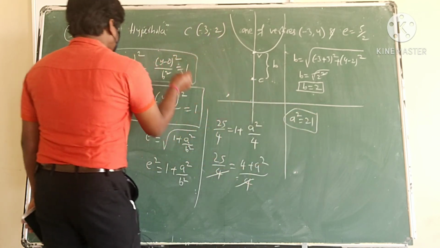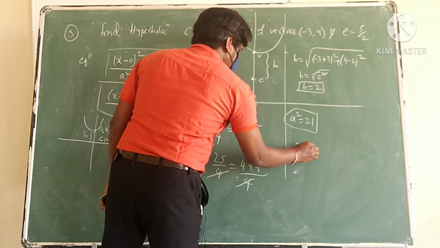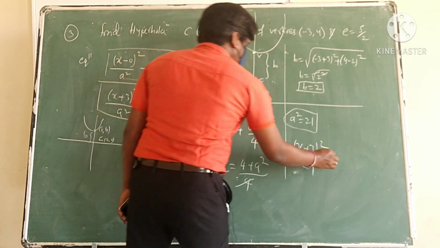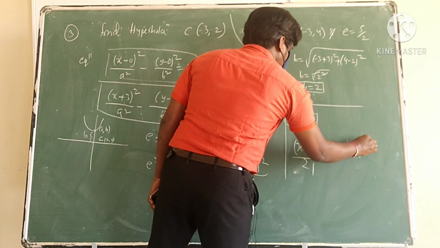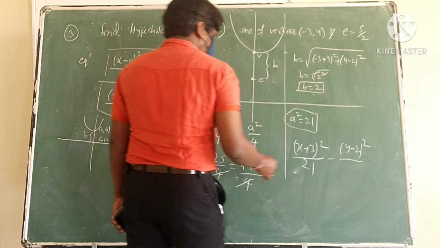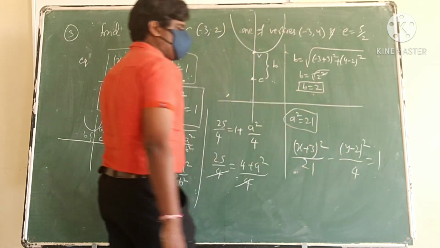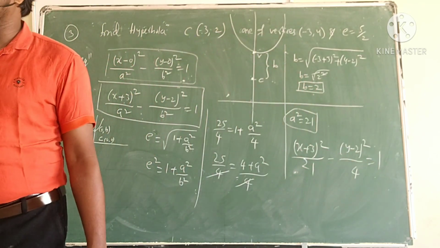Now what is the equation of this hyperbola? (x plus 3) whole square by 21 minus (y minus 2) whole square by 4, b square is 4, equal to 1. This is the required answer. It's a JEE question, a recently asked question.